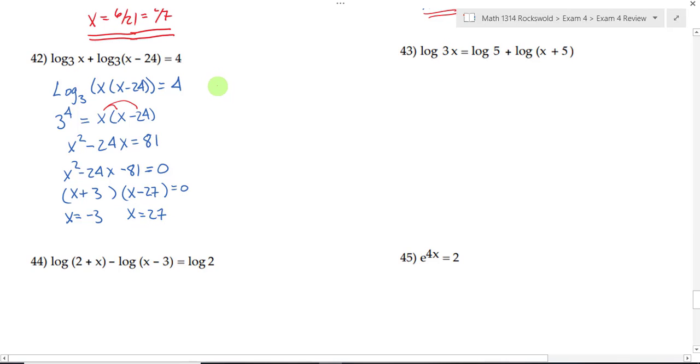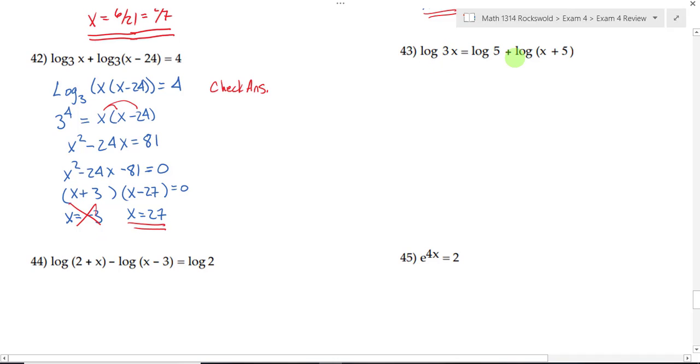Now you have to check your answers to make sure that it's in the domain of the problem. Looking at the original problem, I have negative 3 for x, and x is an argument by itself. Can this negative 3 work? Can I take the log of a negative 3? So I don't get to keep that answer. Just because one works doesn't mean they're both going to work. When x is equal to 27, it works there, and 27 minus 24 is positive. That one works, so when we check our answer, we see that 27 is the only solution. The negative 3 here was an extraneous solution.